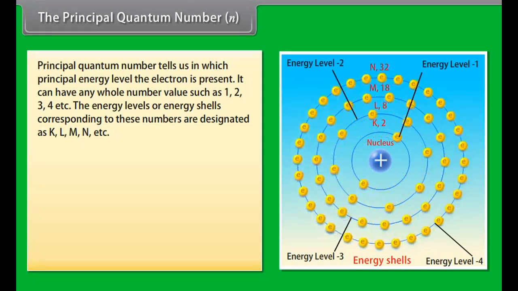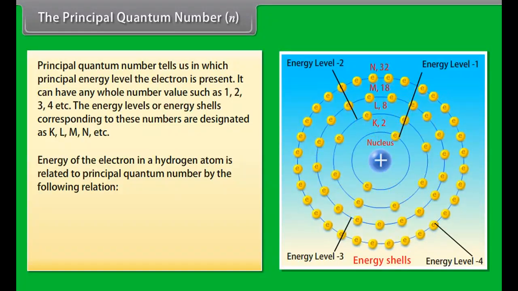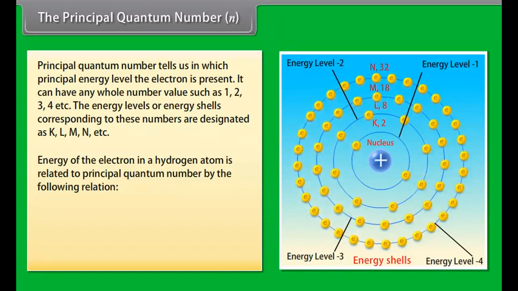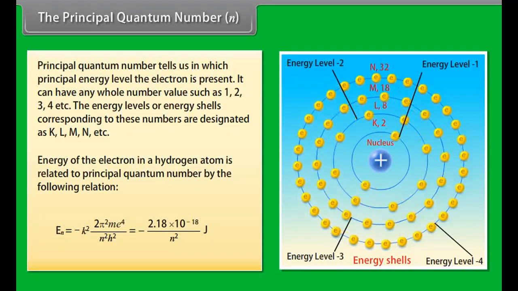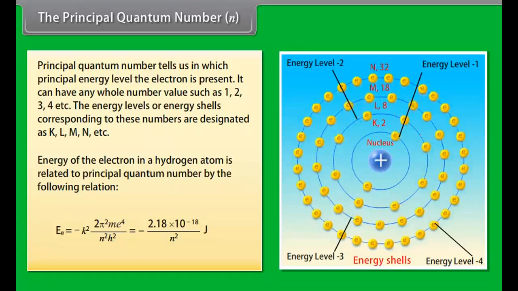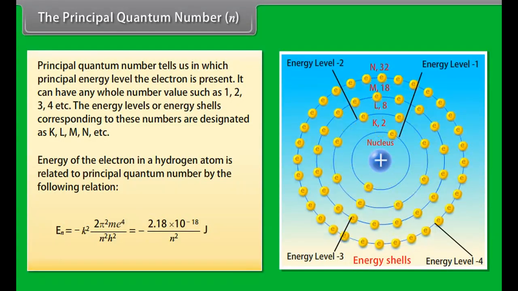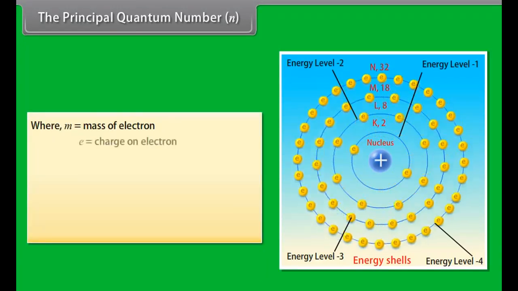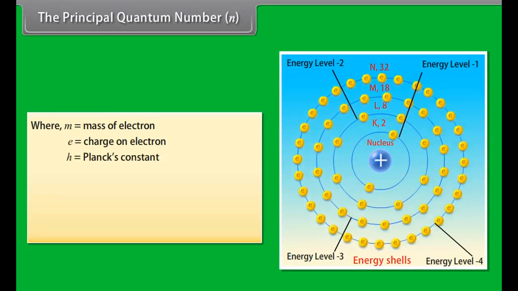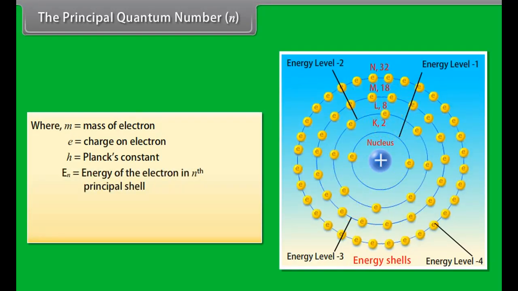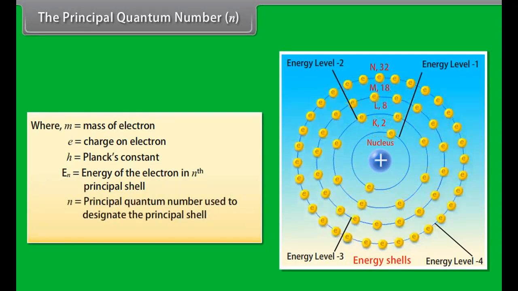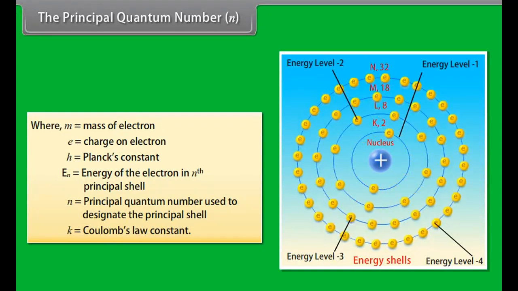The energy levels or energy shells corresponding to these numbers are designated as K, L, M, N, etc. The energy of the electron in a hydrogen atom is related to the principal quantum number by the following relation: En = -(k² · 2π² · m · e⁴)/(n² · h²) = -2.18 × 10^-18 / n² joule, where m is the mass of the electron, e is the charge on the electron, h is Planck's constant, En is the energy of the electron in the nth principal shell, n is the principal quantum number used to designate the principal shell, and k is Coulomb's law constant.